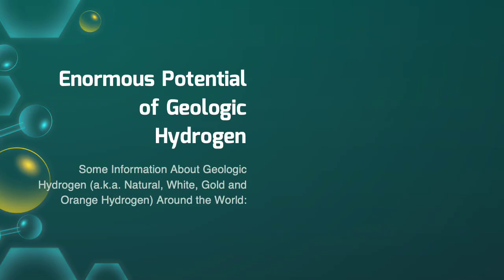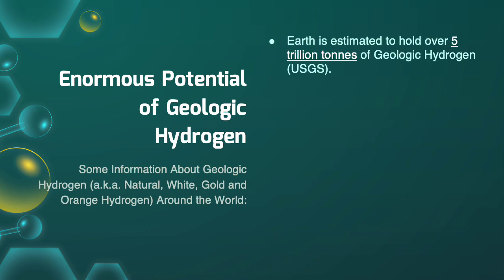Naturally occurring hydrogen can be extracted directly from the Earth and has been given multiple names including geologic, natural, white and gold hydrogen. As well, it also can be generated in certain rock formations. When it is generated this way, this type of geologic hydrogen is referred to as orange hydrogen. The U.S. Geological Survey has completed a major study and has estimated that the Earth holds over 5 trillion tons of this type of naturally occurring hydrogen in underground pockets, which is an extremely large amount.